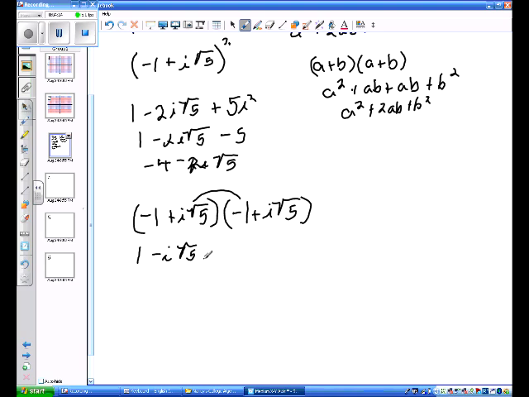Multiplying each one by i square root of 5, we would have another negative i square root of 5. And then for the last term, we're going to have i squared, and the square root of 5 times the square root of 5 is 5. So we have 5i squared. And we know that this is going to be a real number because of the i squared, so this is going to be negative 1 times 5, which is negative 5. So 1 minus 5 is negative 4, minus 2i square root of 5.